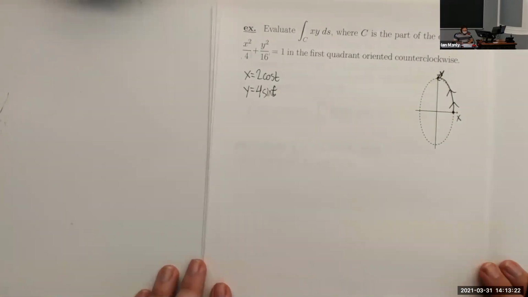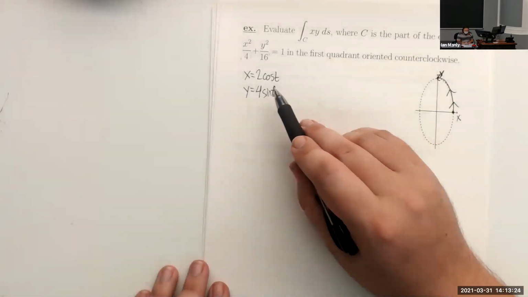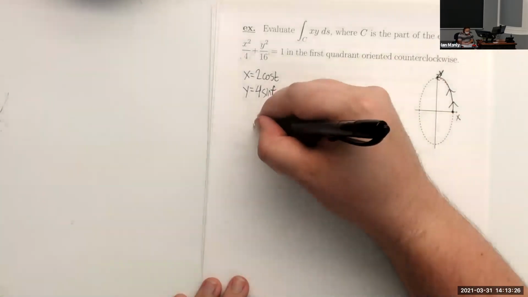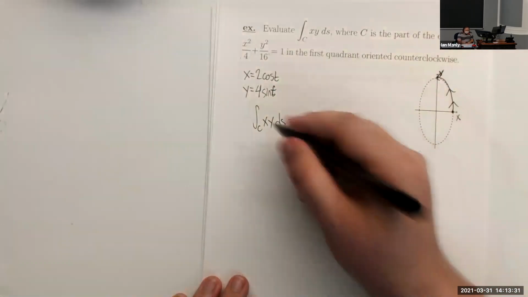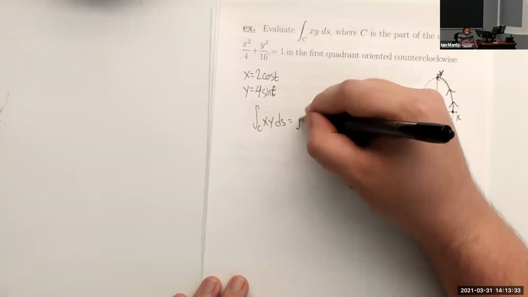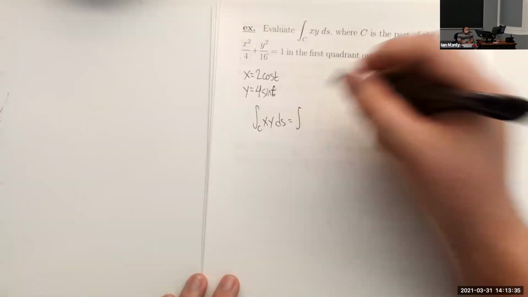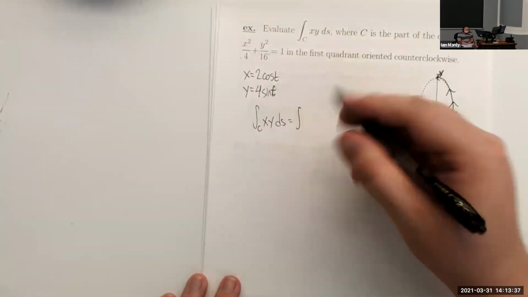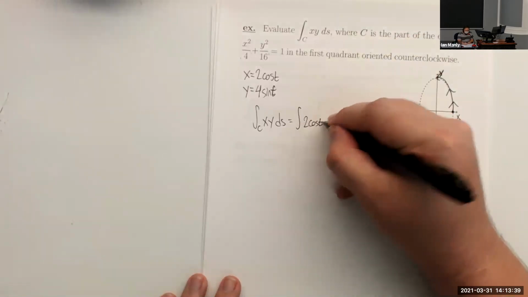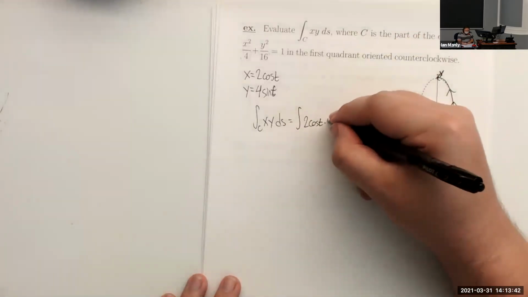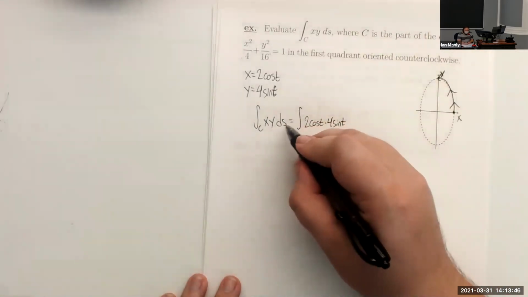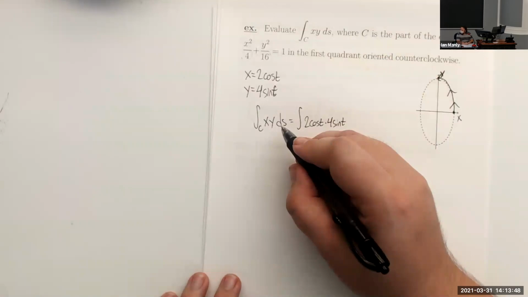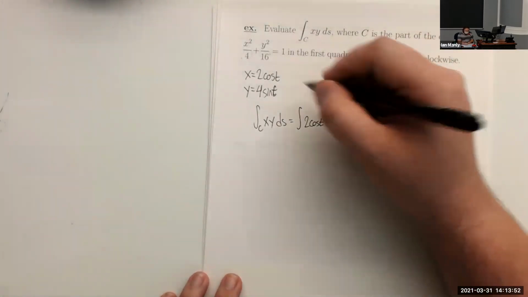All right, let's see here. Now that we know our parameterization, let's go ahead and do this line integral. We begin like this, but usually we don't do line integrals in this form. What we're going to do is turn everything into t's. So we have x, that's 2 cosine of t, and we have y, that's 4 sine of t. Now we're missing something here. We're missing what this ds is, right?